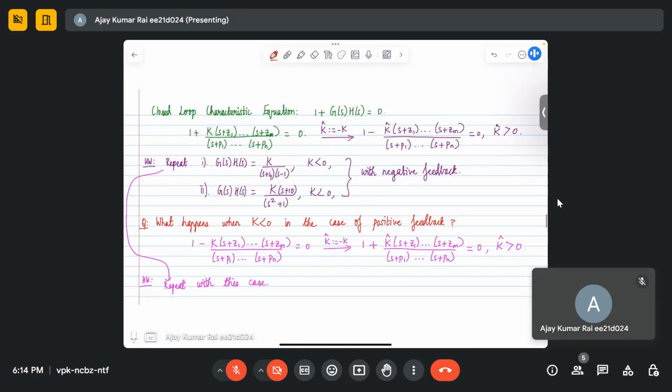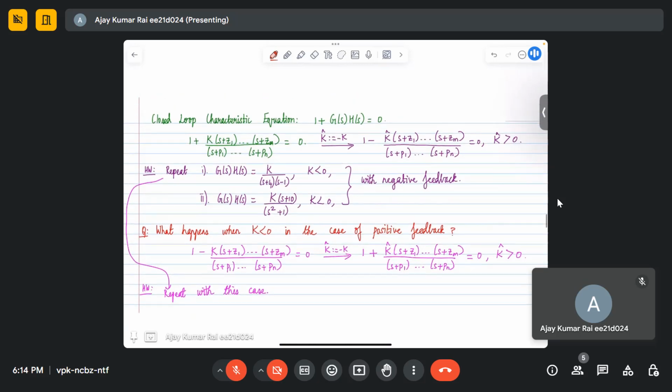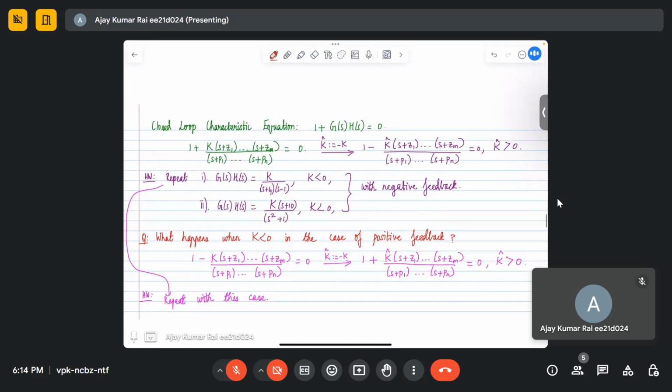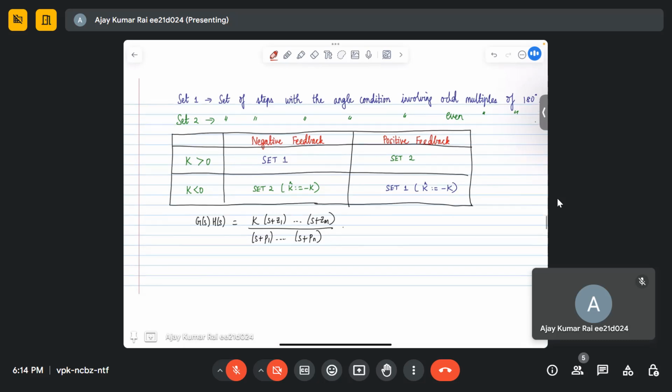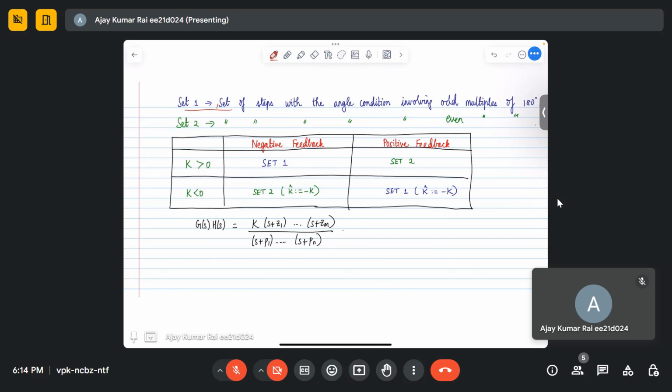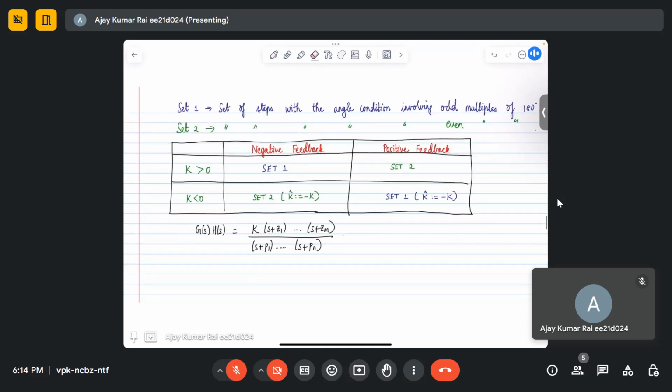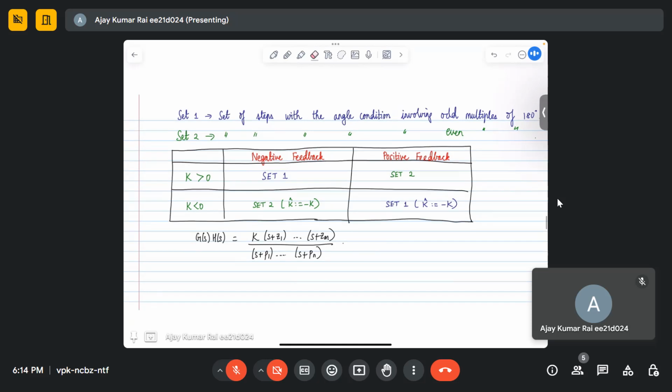So we have seen different values of k, right? So k can be positive and negative. Based on that we have made some tables. For the negative feedback, this is very clear. Set 1 is the set of steps with the angle condition involving odd multiples of 180 degree. So if you have negative feedback and k is greater than 0, this is the general case that we have already studied.